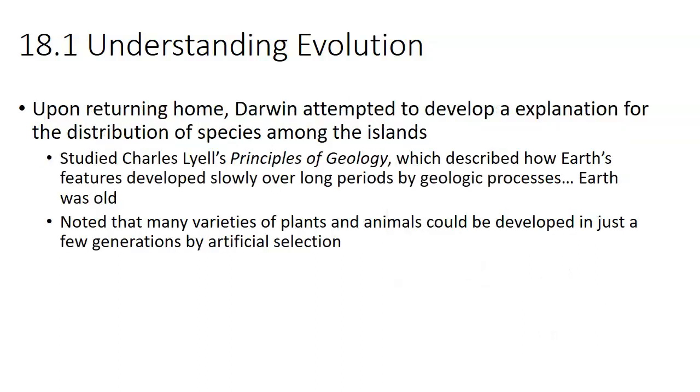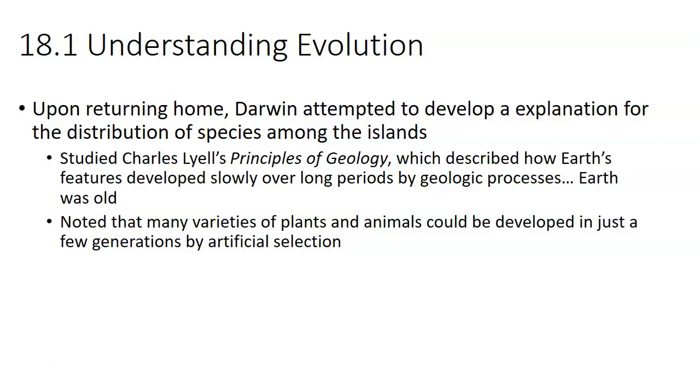Before we do that, I just want to give you the rest of the history here. So upon returning home, Darwin started to develop an explanation for what he saw on the South American mainland compared to what he saw on the islands. Again, he was studying Lyell's principles of geology. Again, that told him that the Earth was old and that the Earth had changed over time. He also made note of artificial selection. I'm going to show you an example of artificial selection in just a second, but you've all heard and seen this before.